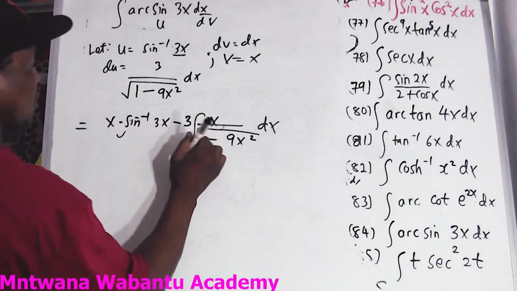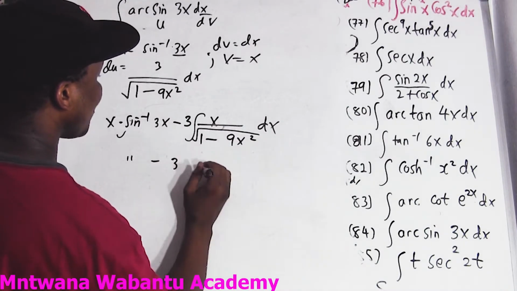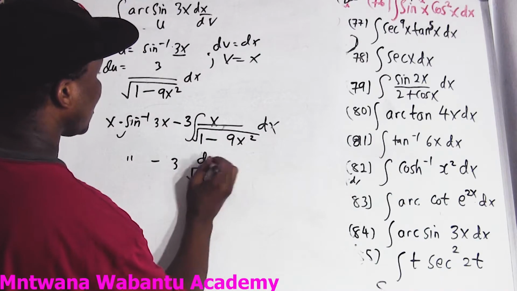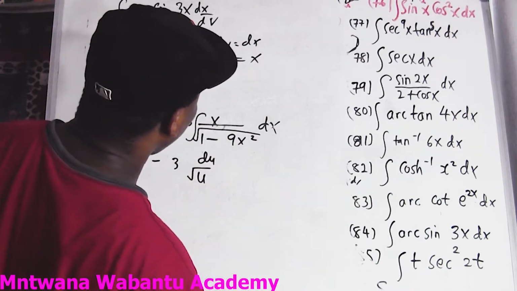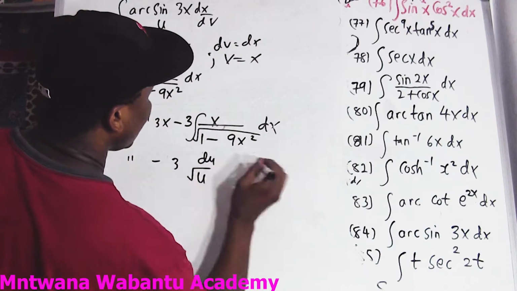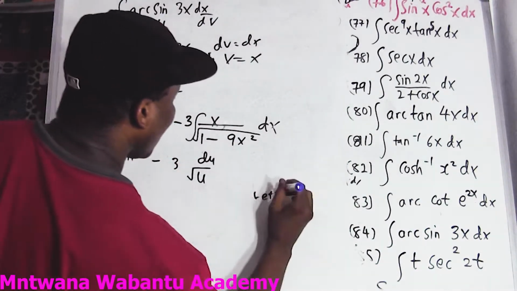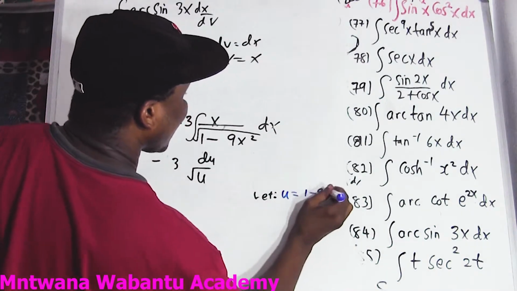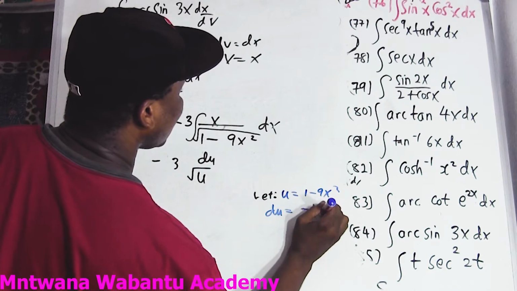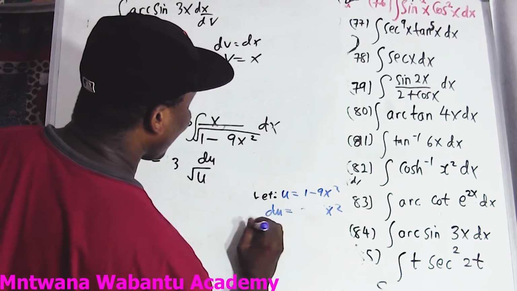So here, it's going to be the same thing, minus 3. So let's see, this is equal to u, so it's going to be the square root of u, and this is going to be du. Okay, I'll just keep this pending. Let u equal 1 minus 9x squared. du equals negative 18x. So divided by negative 18, this is going to be du over negative 18.